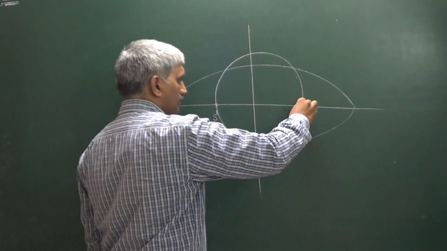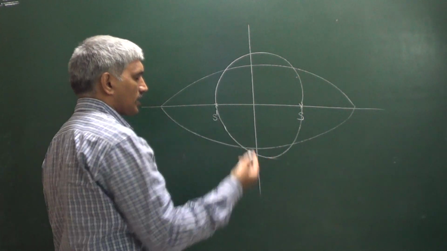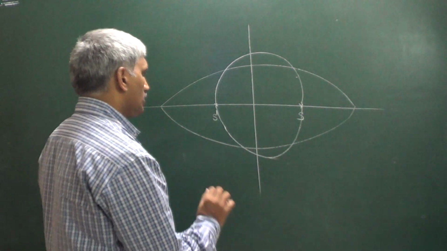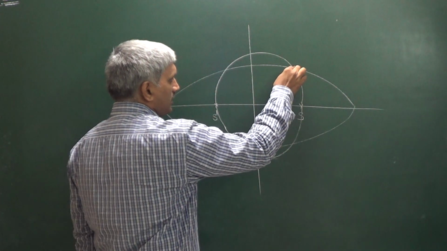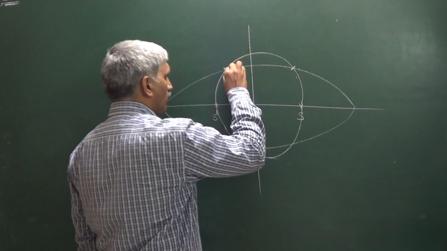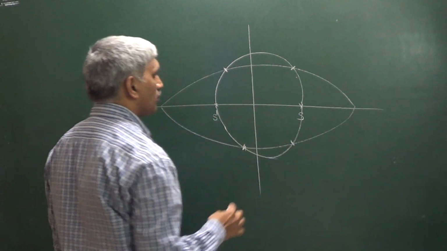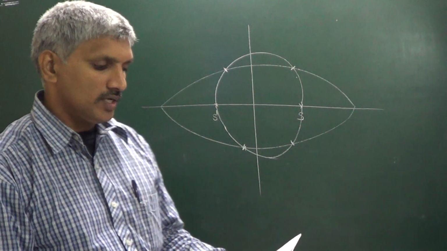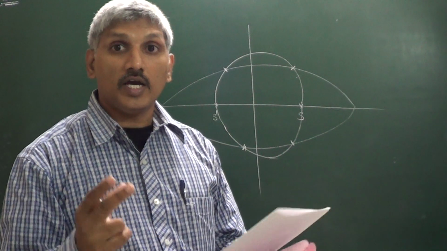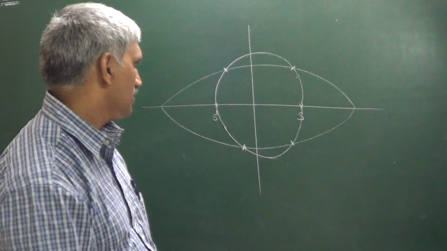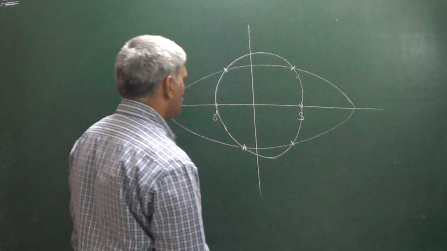SS' is the diameter, and that is the circle. Please, this is the circle. So this circle meets the ellipse at 4 points. If this circle meets the ellipse at 4 points, then he is asking about the ellipse's eccentricity. So the range of eccentricity is being asked.